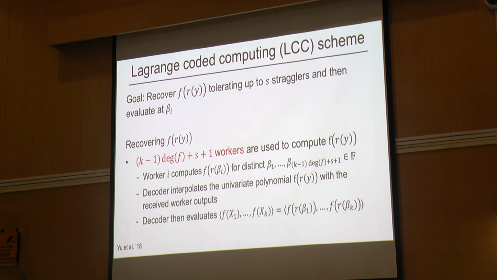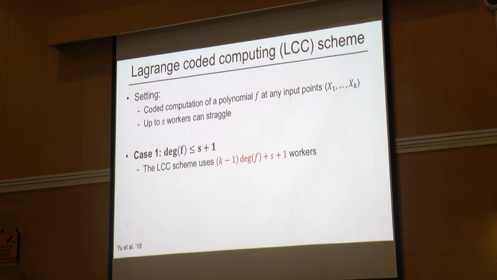Okay, so it turns out that this scheme works when degree of f is less than or equal to s plus 1. So basically, what we know through this Lagrange coded computing scheme is that when degree of f is less than or equal to s plus 1, you can do with these many workers. Okay, so degree of f times k minus 1 plus s plus 1.